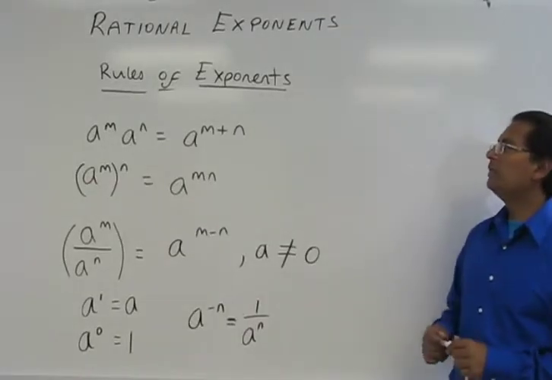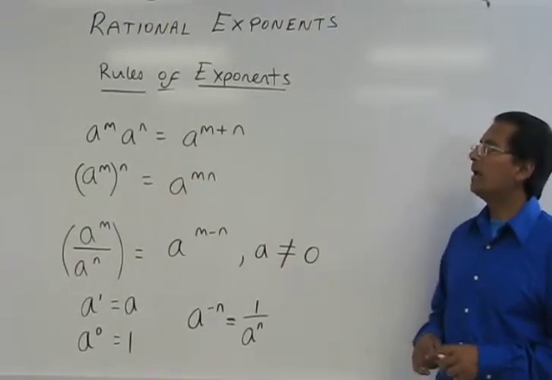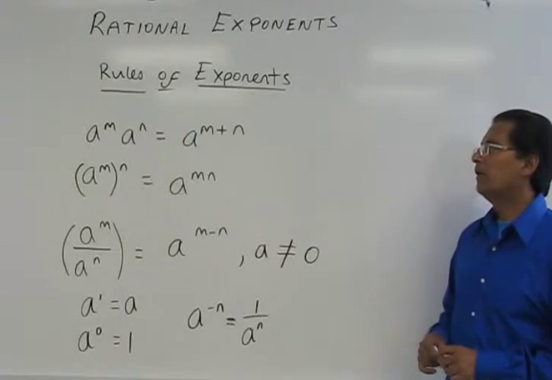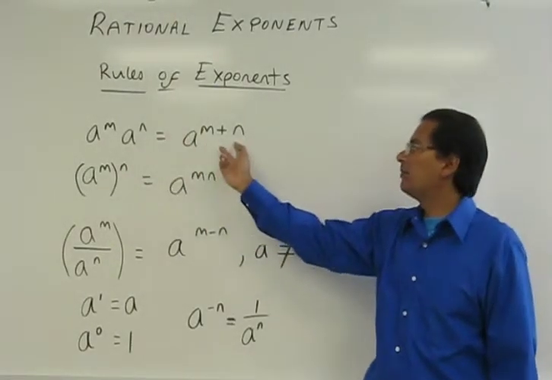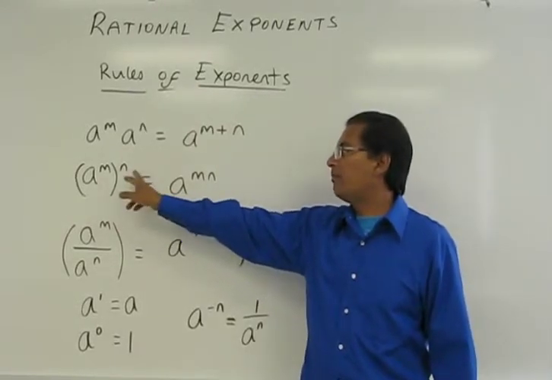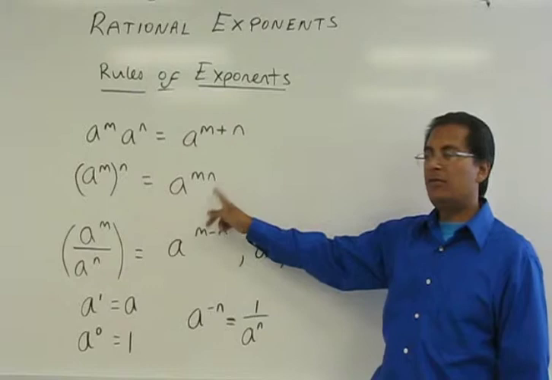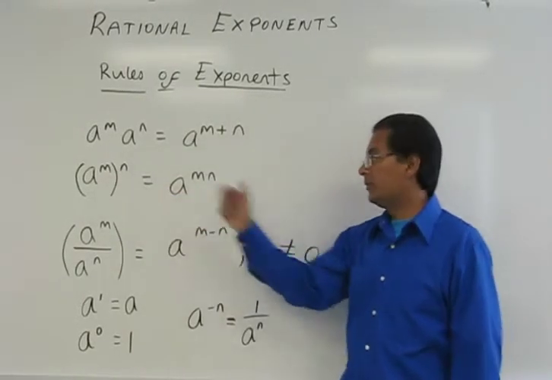Now, we can use these ideas to simplify expressions, but let's recap our rules of exponents. Remember, a to the m times a to the n, the same base, you add the exponents. That's a to the m plus n. A to the m raised to the nth power is a to the m times n. You multiply exponents. When you have an exponent to an exponent, you multiply.